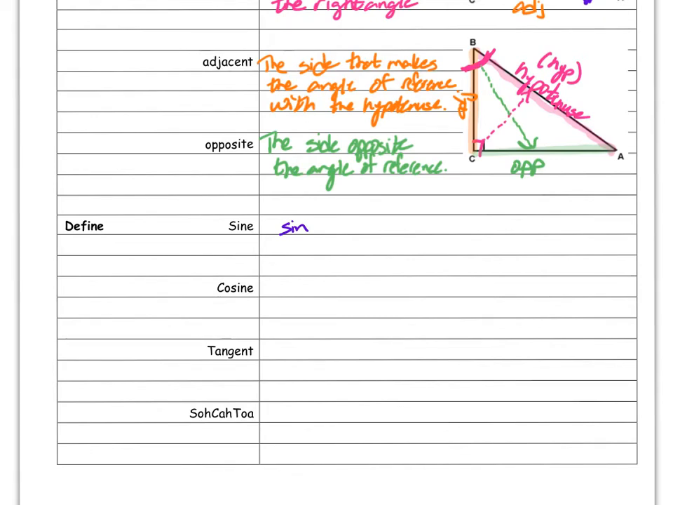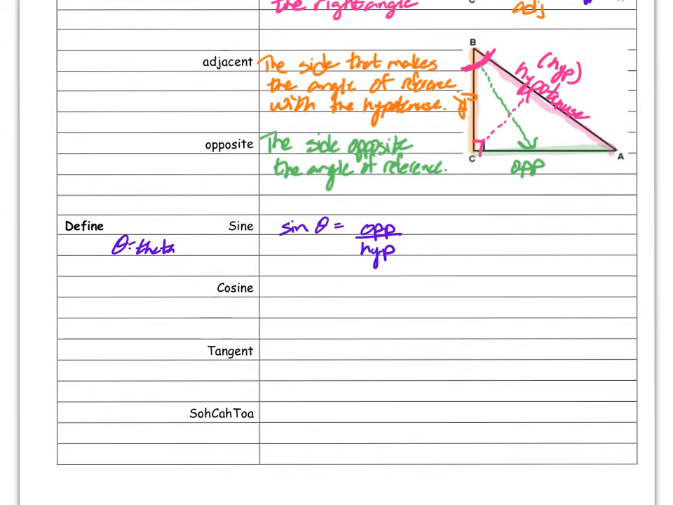And sine of theta. Theta is a Greek letter. It's just a variable like x. They usually use Greek letters for angles. Not always, but most of the time. So it's sine of theta, sine of some angle, equals opposite over hypotenuse.